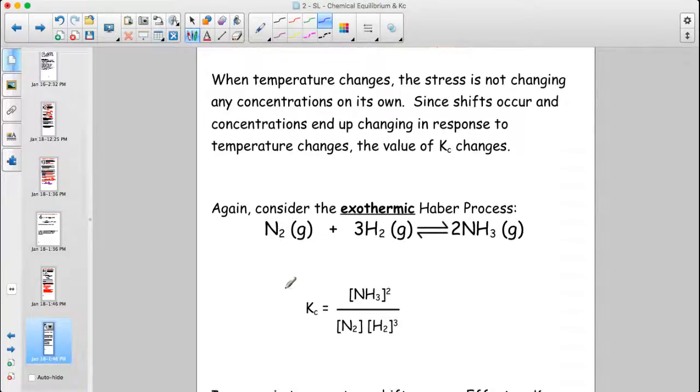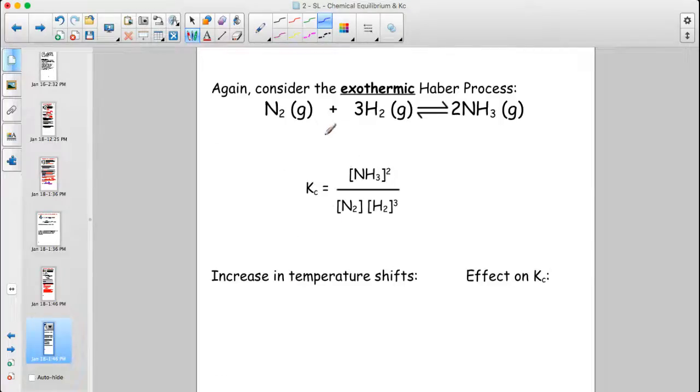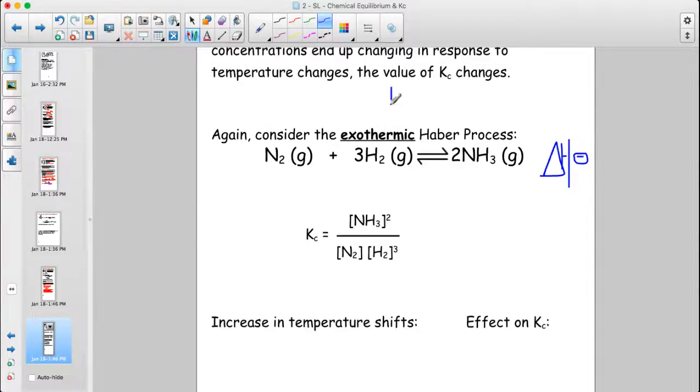So when the temperature changes, it does affect Kc. So again, let's consider that this Haber process is exothermic, meaning delta H is negative. Okay. So we should know as a general rule from the other class that an increase in temp always goes in the endothermic direction. So if our stress is increasing temperature, our shift will always be endo.